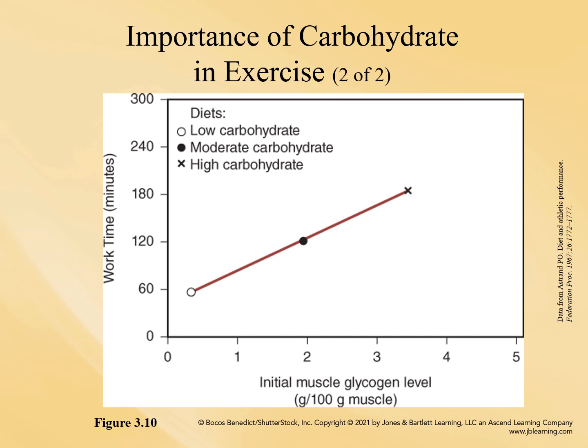If someone is on a moderate carbohydrate diet, they have 2 grams per 100 grams of muscle, and they can go about 2 hours. A person on a high carbohydrate diet, which has much greater muscle storage, has a work time that is even greater. So it looks like a continuous line. It's a little misleading here, but it's showing the relationship between beginning muscle glycogen or glucose storage and time to be able to do exercise at any given exercise intensity.